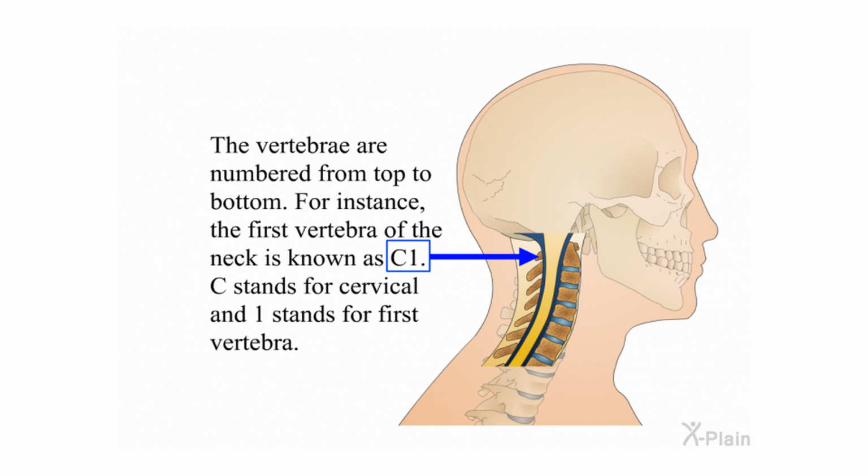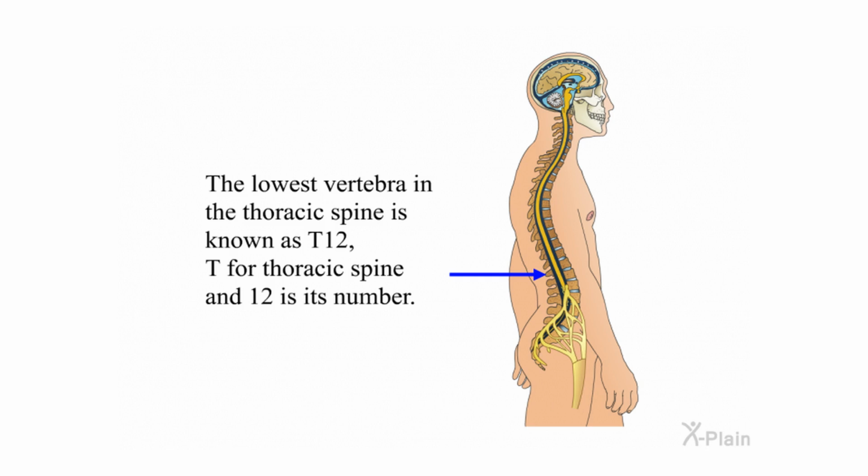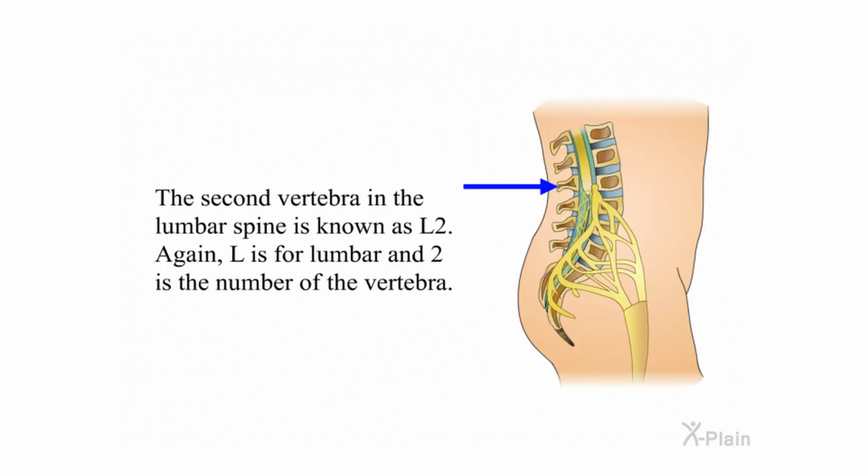The vertebrae are numbered from top to bottom. For instance, the first vertebra of the neck is known as C1. C stands for cervical, and 1 stands for first vertebra. The lowest vertebra in the thoracic spine is known as T12. T for thoracic spine, and 12 is its number. The second vertebra in the lumbar spine is known as L2. Again, L is for lumbar, and 2 is the number of the vertebra.